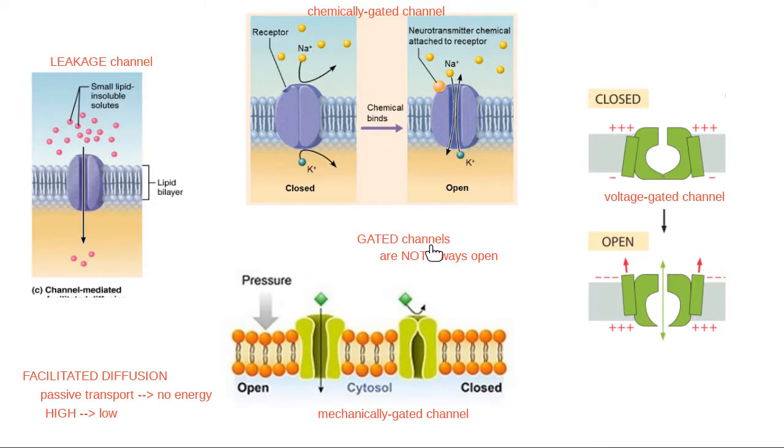Anytime we have a channel protein, whether it's a leakage channel or a gated channel, any kind of channel protein always does facilitated diffusion. We always go from high concentration to low concentration. If I'm always going from high to low, I never use energy. So all of my channel proteins, all of my gated channel proteins, they don't need energy to work. They just need the right key to open the gate for them.